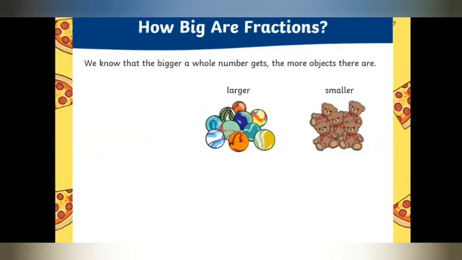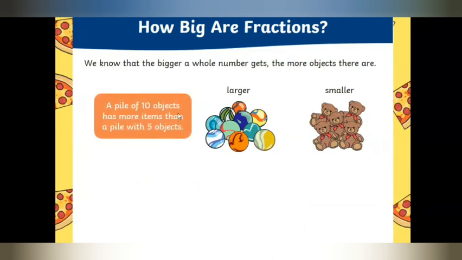Okay, how big are fractions? We know that the bigger a whole number gets, the more objects there are. Here the larger, this is smaller. A pile of 10 objects has more items than a pile of 5 objects. Okay, can you detect this?